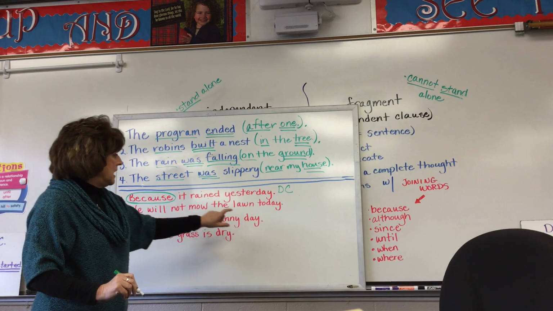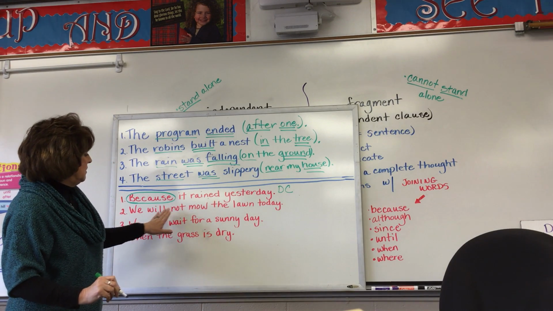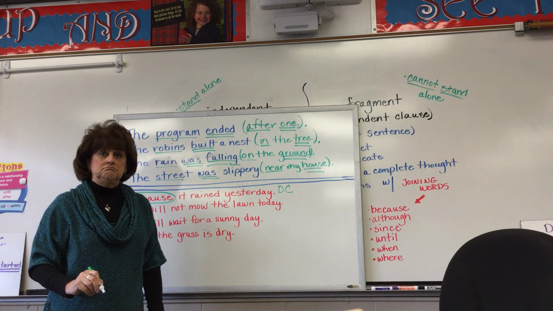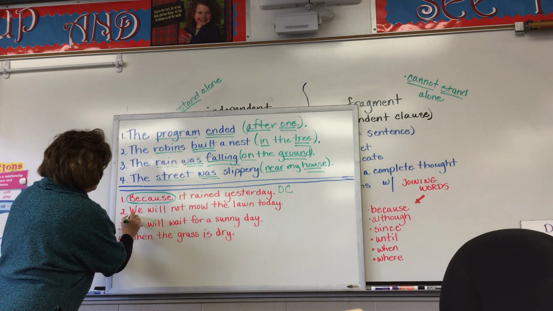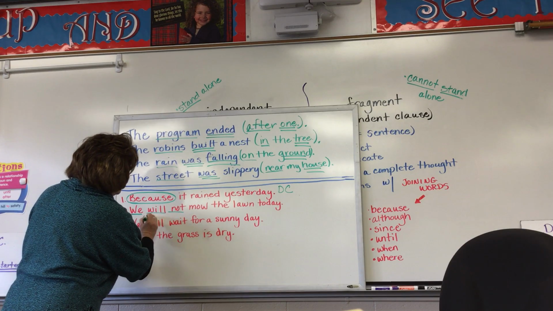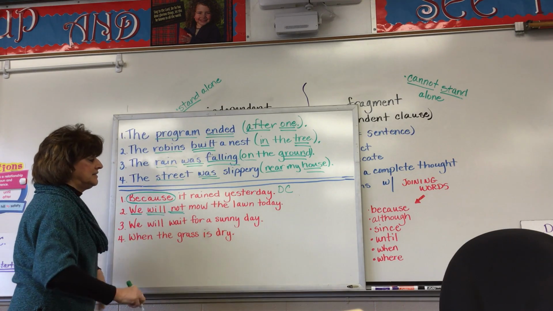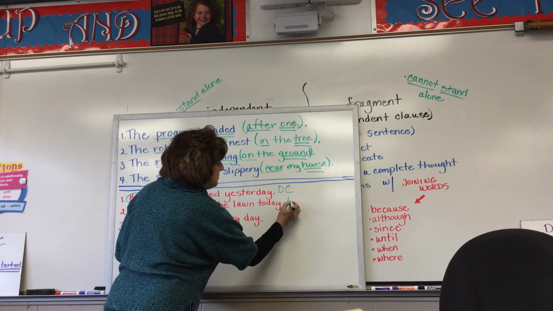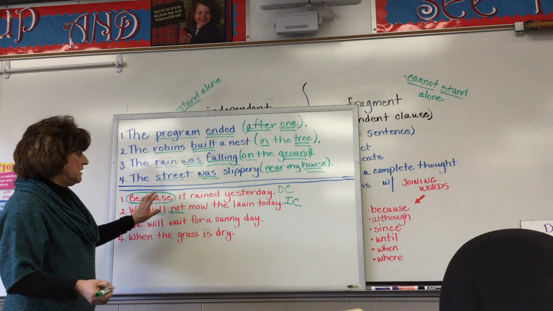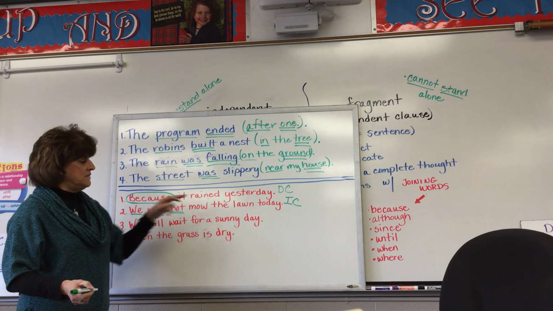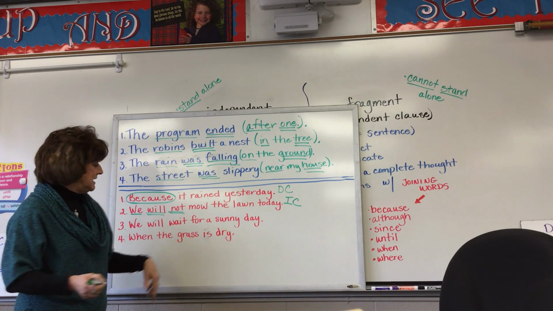All right? Let's see. We will not mow the lawn today. That one's perfectly fine. We will not mow the lawn today. We is the subject. Will and not are the verbs. And we've got a complete thought. So that one's an independent clause. You see how that works? If they're going to be dependent, they're going to have one of these joining words on at the beginning.